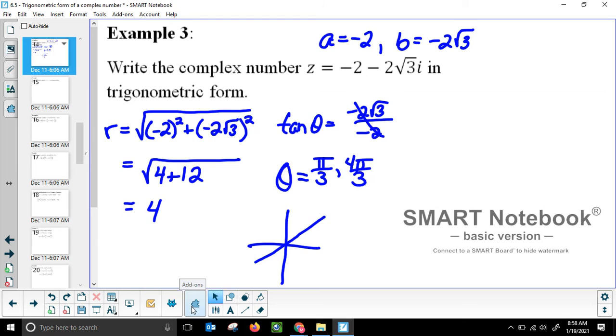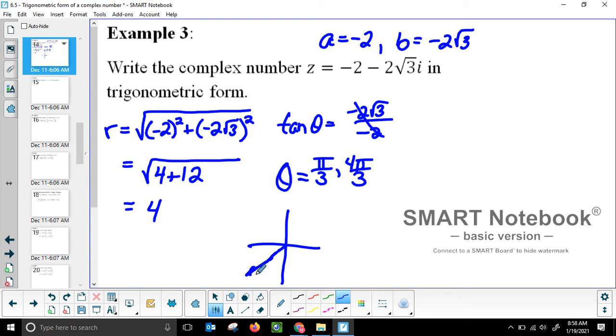But, yeah, whatever, I'm not doing very good with that, so we won't really worry about it, but just imagine where pi over 3 would be, which is up here somewhere at 60 degrees, and 4 pi over 3 is down here, all right, at 240 degrees. So we need to figure out which one of these we're going to use. Well, if we're going to graph this point, this would be negative 2 comma negative 2 square roots of 3. So negative 2 over here, negative 2 square roots of 3 would be down here somewhere.